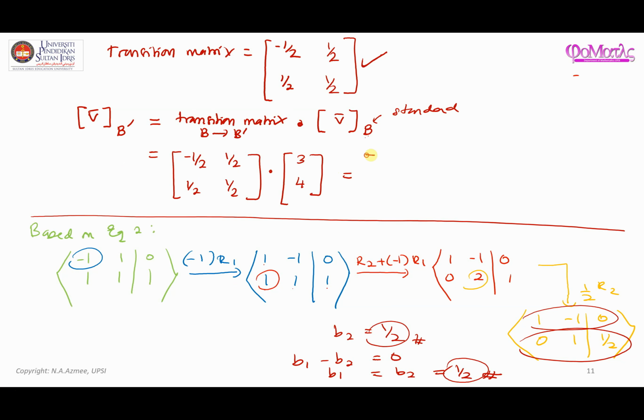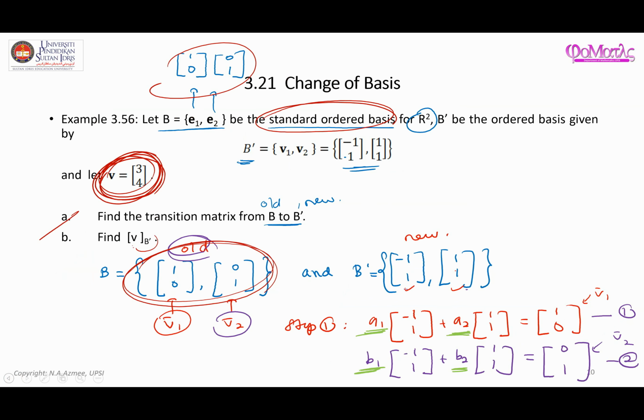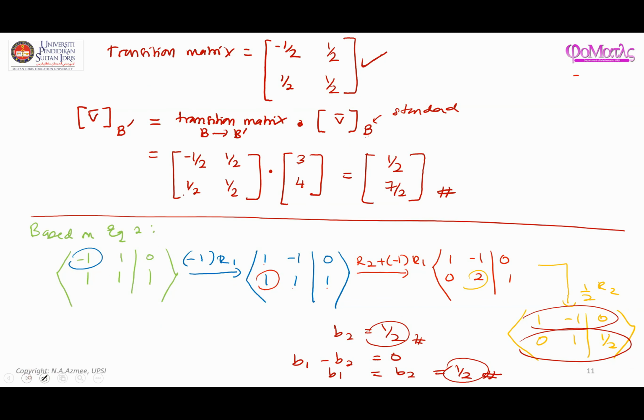And if you simplify that process, negative 3 over 2 plus 4 over 2, that will be negative 3 plus 4, this is 1 over 2. And then 3 over 2 plus 4 over 2, 7 over 2. So this is the answer for question B. Okay, that's it for this example here.